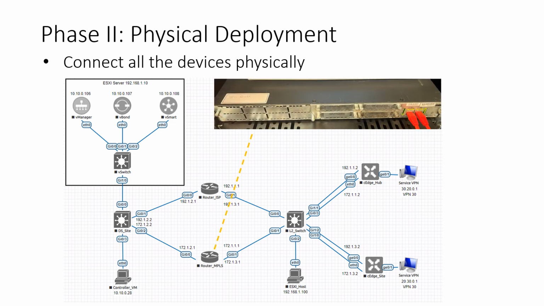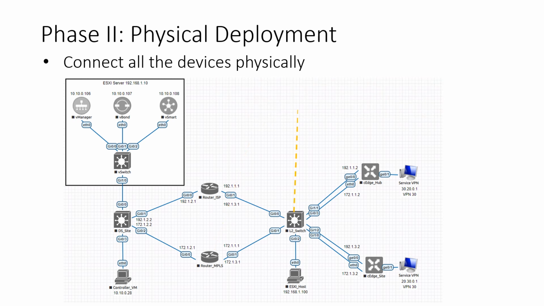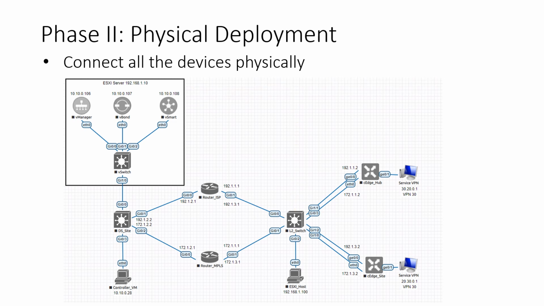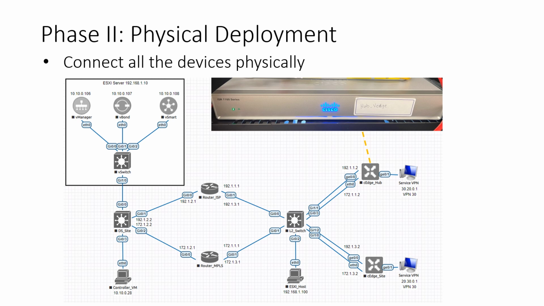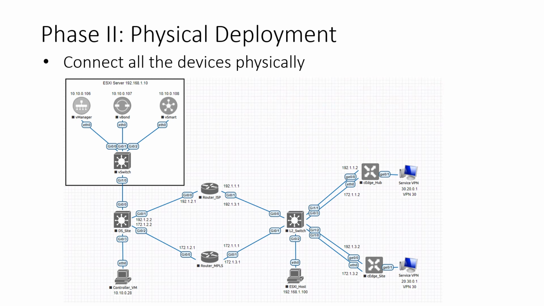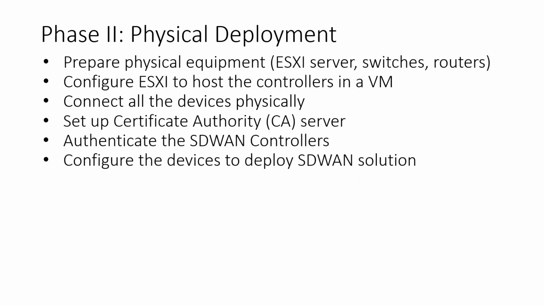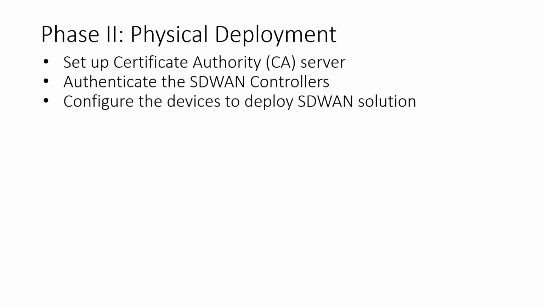This is the router representing the MPLS network. This is the L2 switch, that means layer 2 switch. This is the vEdge hub. This is the vEdge site. For the rest of the steps, it is more or less the same as phase 1, so I won't explain here.